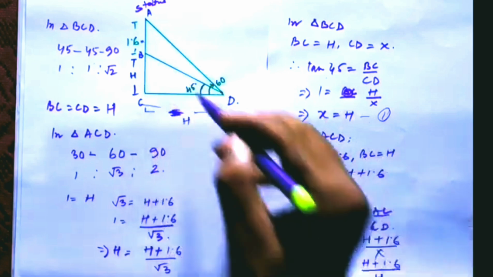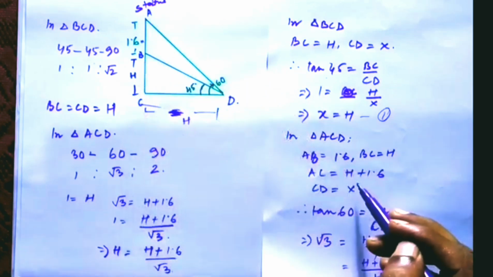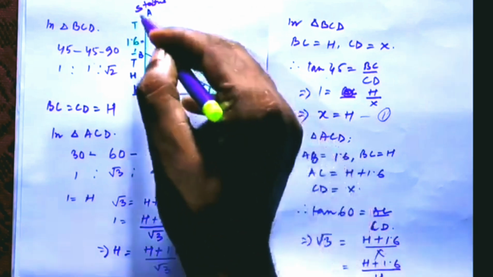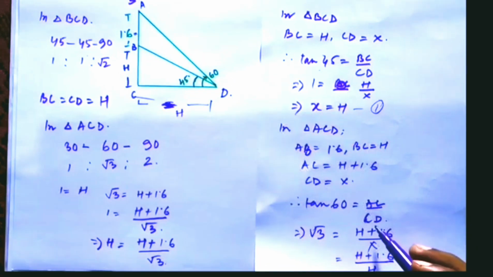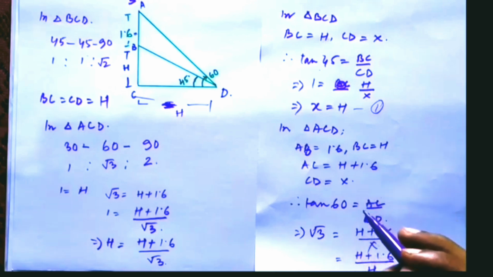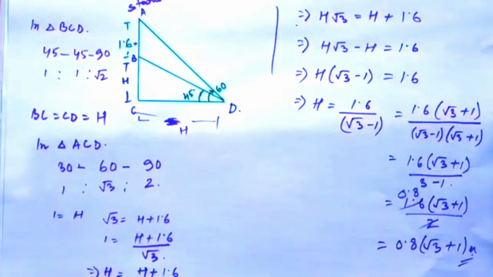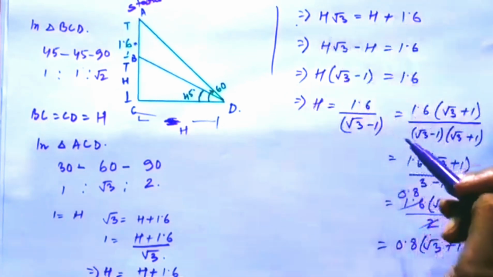So AC will be AB plus BC, which is H plus 1.6. CD is our X we have taken. So tan 60 degree is AC by CD. So tan 60 is root 3, equal to AC, which is H plus 1.6, over CD, which is X. X means H we have in equation 1. After that, we follow the same procedure and we get this.